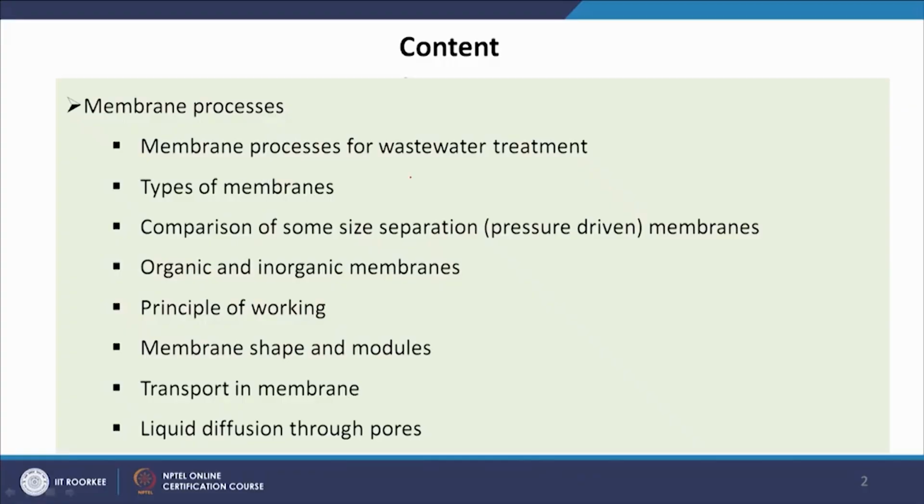Hello everyone, now we will discuss the topic tertiary treatment part 2. In this class we will discuss membrane processes. The content is membrane processes for wastewater treatment, types of membranes, comparison of some size separation membranes, organic and inorganic membranes, principle of working, membrane shape and modules, transport in membrane and liquid diffusion through pores.